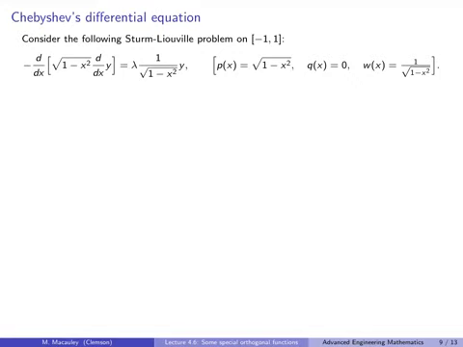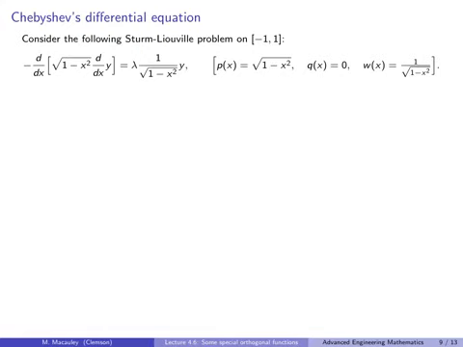Let's move on to the third example. This is called Chebyshev's differential equation. Now consider the following Sturm-Liouville problem on the interval -1 to 1. So negative d/dx of the quantity square root of 1 minus x squared times dy/dx equals lambda times 1 over the square root of 1 minus x squared times y. And here p of x is this guy, square root of 1 minus x squared. q of x is 0. And the weighting function w of x, this is weird. This is 1 over the square root of 1 minus x squared.